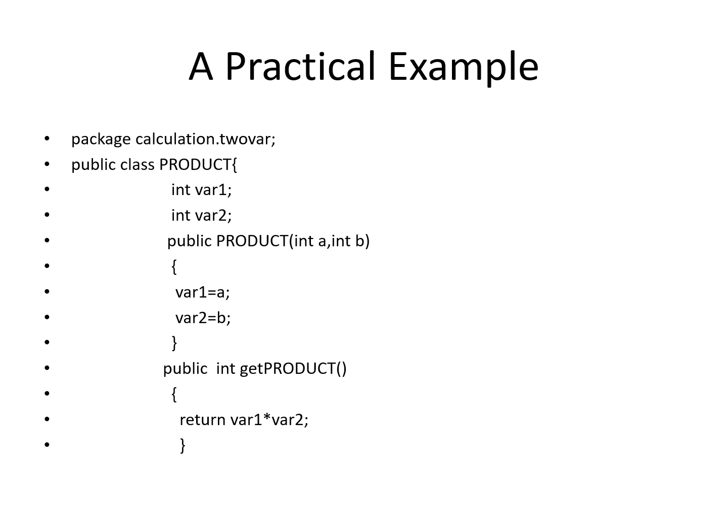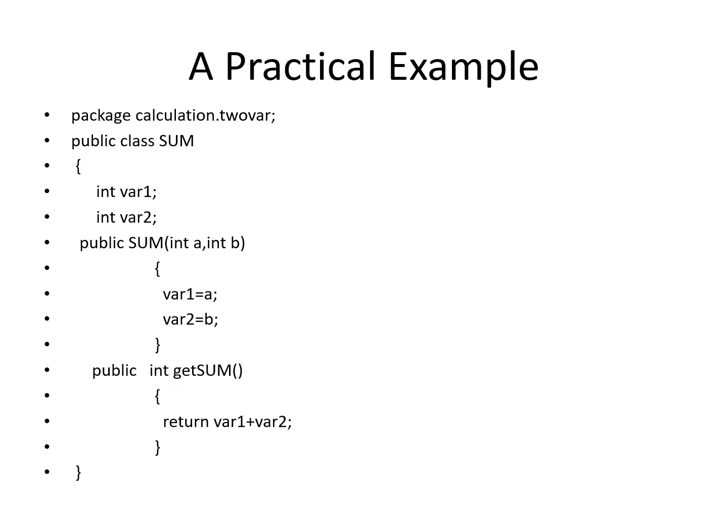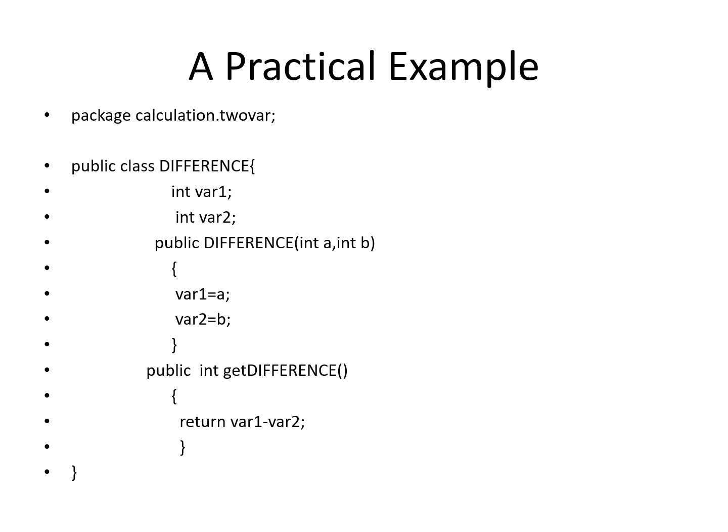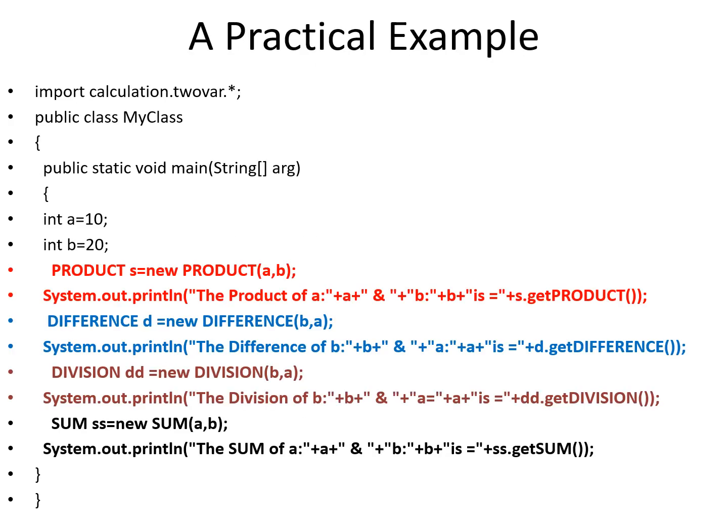And in the second program, we have a class named product. So we are going to find the product of the two variables. And another program is for summation. Here you are going to find the summation of the two variables. And another program is for the difference, finding the difference between the two variables. And finally, we have an example program to find the output for product, difference, division, and sum.